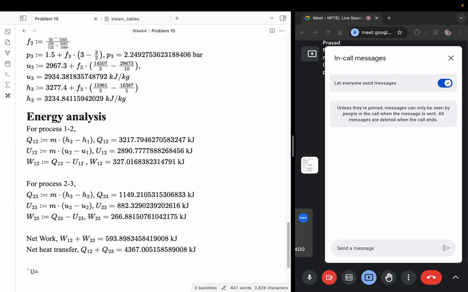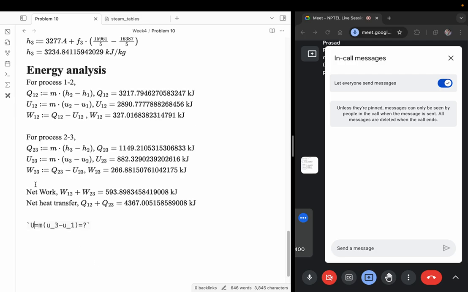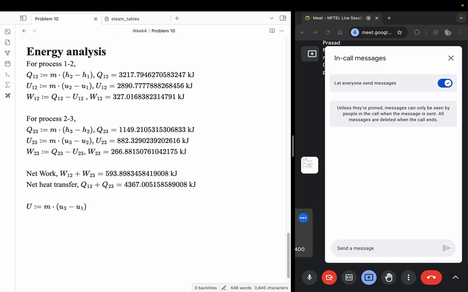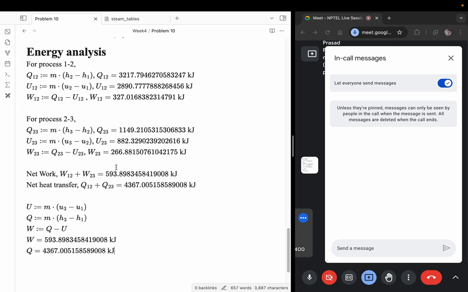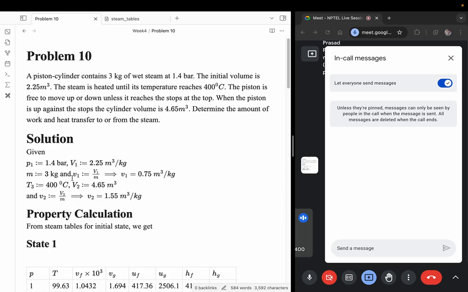as m times (U3 minus U1), and the net heat interaction is this, and from there you can calculate the net work done as Q minus U. You don't even have to do this process by process. I think the question asks you to find the amount of work and heat transfer to or from the steam.